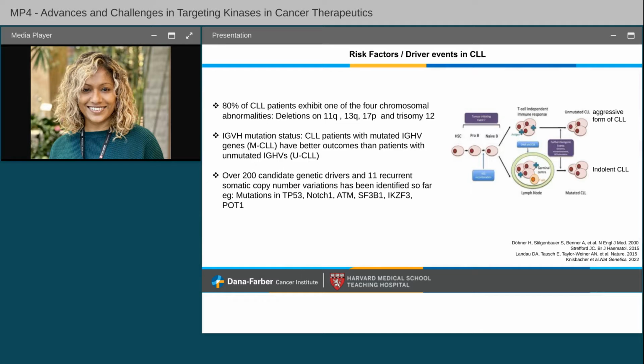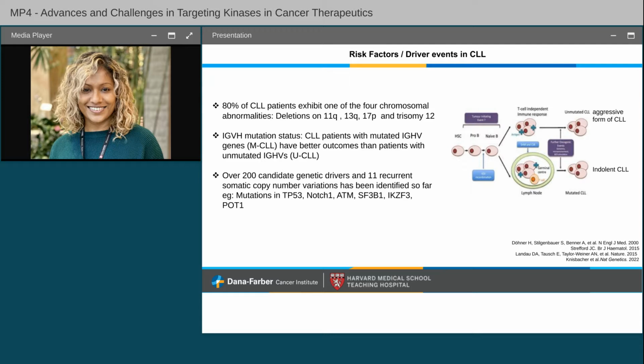So let's talk about risk factors and driver events in CLL. 80% of CLL patients exhibit one of four chromosomal abnormalities. There are deletions on 11q, 13q, 17p, and trisomy 12. So these events can be biological predictors of patients' response to therapy. Another important predictor is the IGHV mutation status.